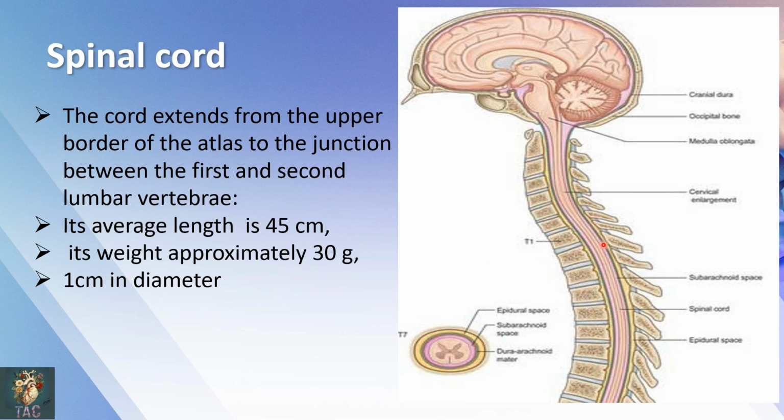So you can see this is the spinal cord which is present in the vertebral canal, and it is covered by three meninges from the outer to the inner side. These are the dura mater, the arachnoid mater, and the pia mater. Beneath the dura mater, as you all know, there is the subdural space, and between the arachnoid and pia mater there is the subarachnoid space, which contains the cerebrospinal fluid.